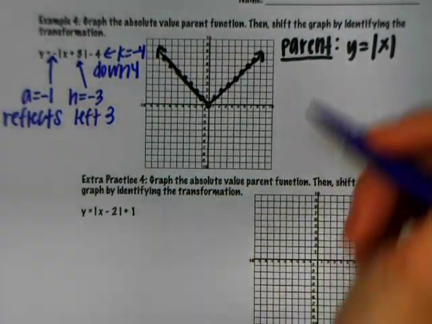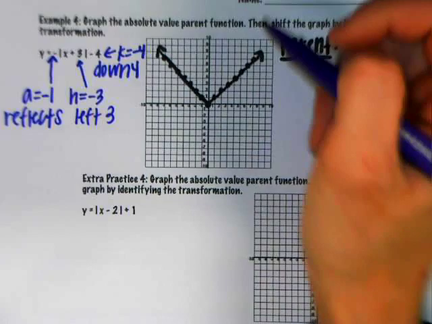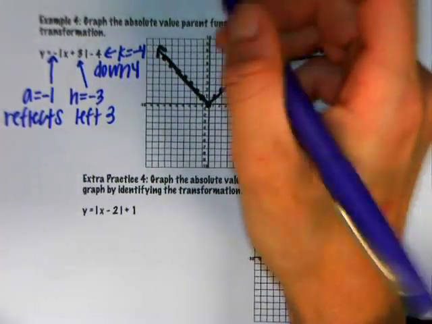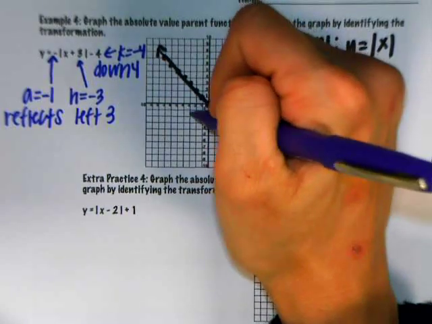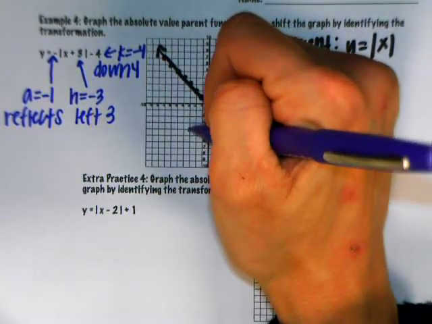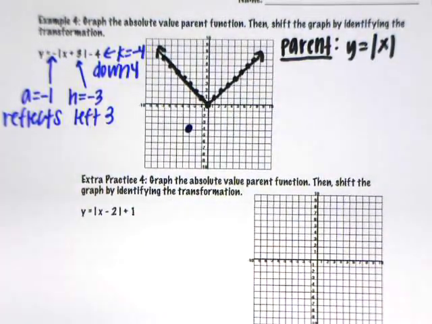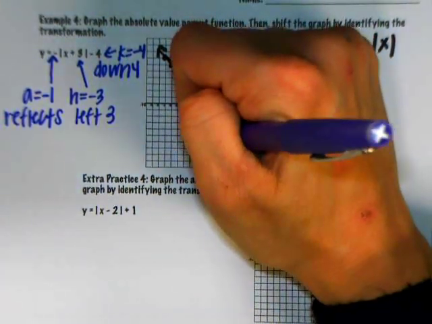Okay, so guys, the reflect happens first. So you're going to move left 3, down 4, and that's going to be where your new vertex is, right here. And then you're just going to flip it to where it's upside down, but it's still going to have the same slope. So it's going to go like this.